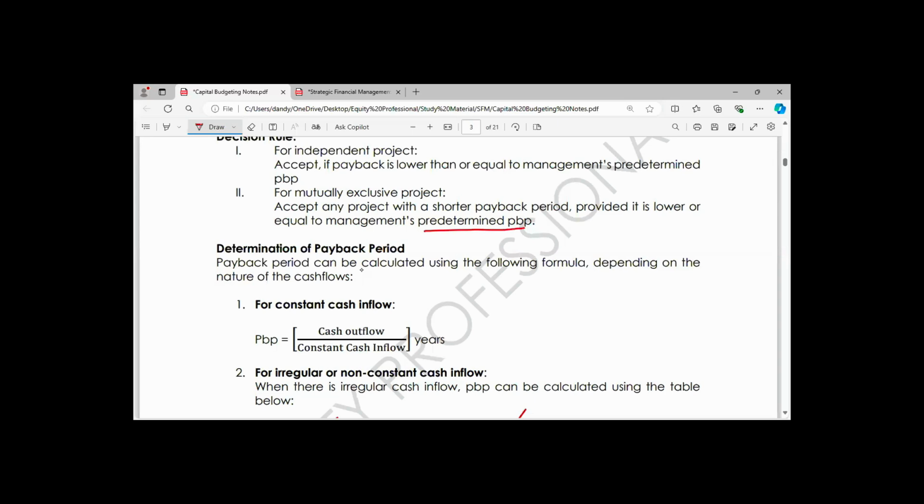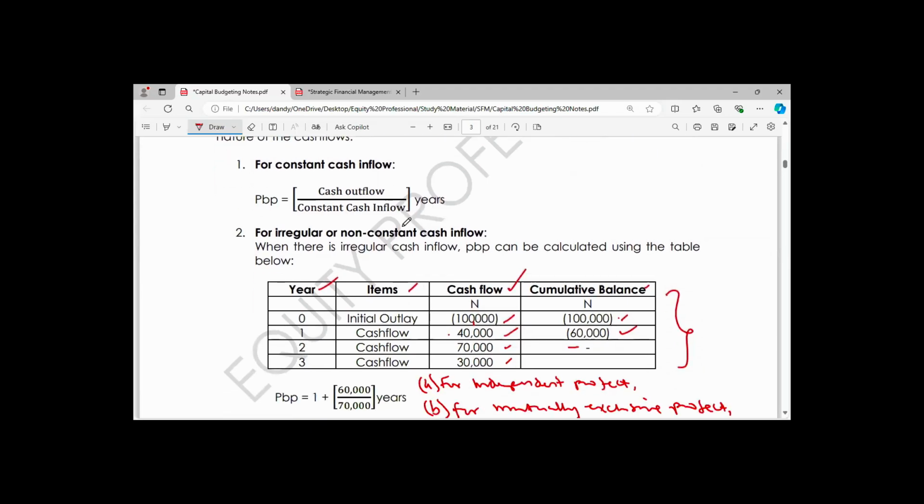So you don't compare your calculated payback period with the useful life of a project. It has to be with the management predetermined payback period. I believe that is clear. When we have the illustration, we are going to discuss that. We have a particular scenario, a particular illustration whereby you have to use payback period. Then the examiner asks you to advise on the basis of the payback period whether the project should be accepted. When we get there, we will see how we are going to treat it.